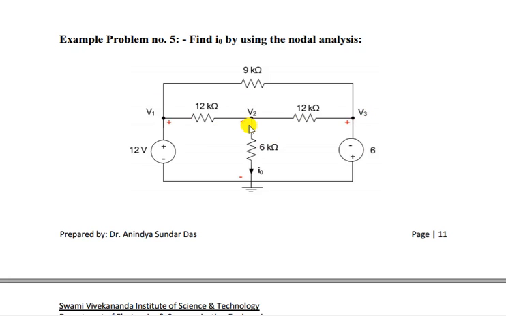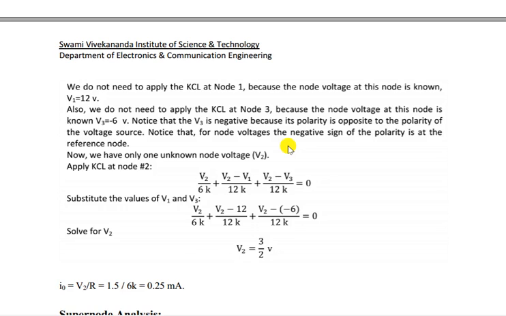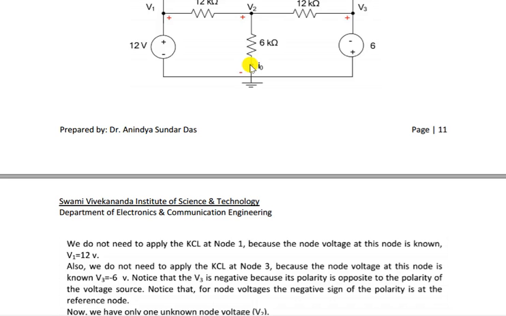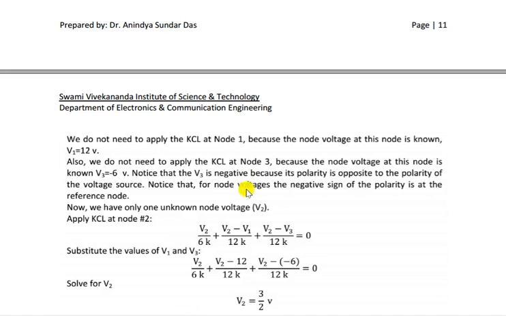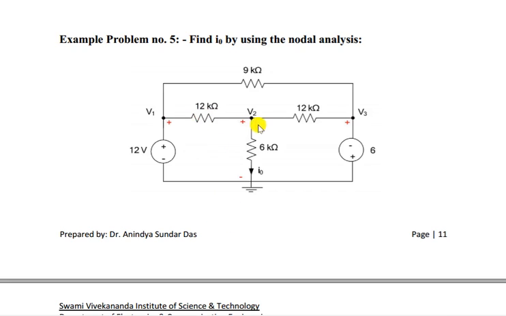Now how many equations do we have to write? Among these three non-reference nodes, if we assume this one as the reference node, V1 and V3 are already known. That is why you have to consider one end of the voltage sources as the reference node. Now you have to write KCL at V2. So what can we write? V2 minus V1, where V1 is 12 volt, by 12k, V2 minus V3, minus 6 volt, then V2 divided by 6k.